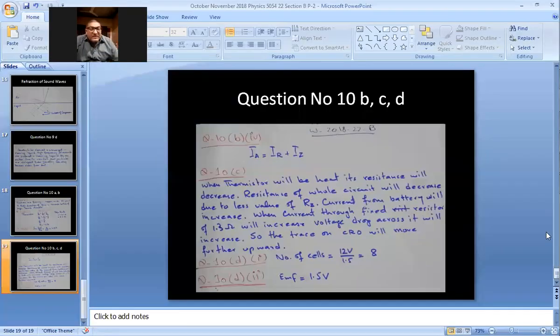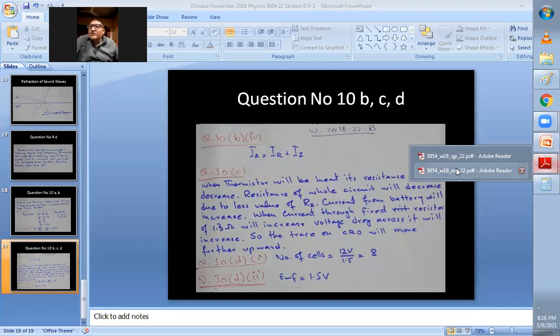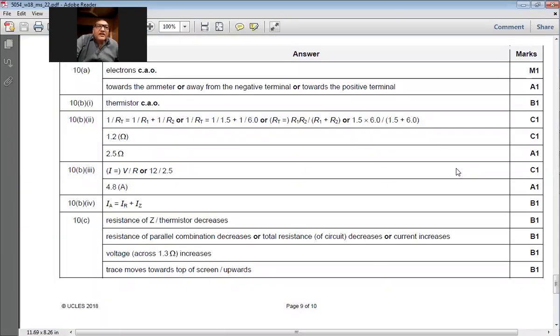So let me check what the marking scheme has to say about this. Resistance of the thermistor decreases, 1 mark. Resistance of parallel combination decreases, or total resistance of circuit decreases, 1 mark. Voltage across the 1.3 ohm resistor increases, so the trace will move towards the top of the screen, further upward. So that's 1 mark. It was a 4-mark question, very important.